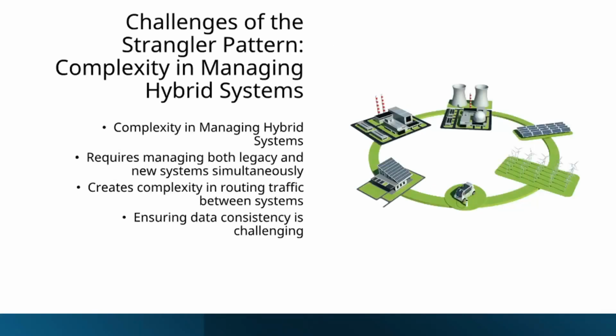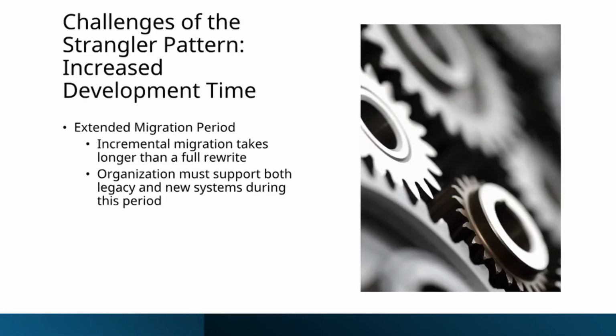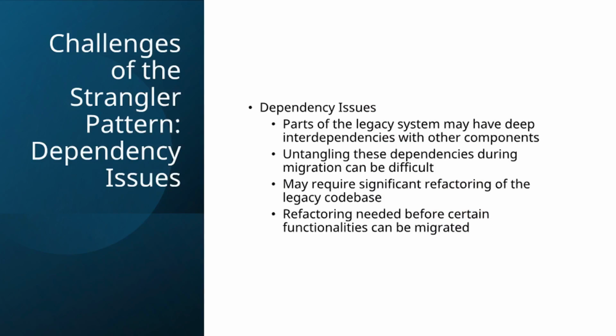Managing hybrid systems with the Strangler Pattern involves handling both legacy and new systems, creating complexity in traffic routing and data consistency. Incremental migration can lead to increased development time. This extended period requires supporting both the legacy and new systems. Dependency issues in legacy system migration arise due to deep interdependencies between components. Untangling these dependencies can be challenging and may require significant refactoring before functionalities can be migrated.